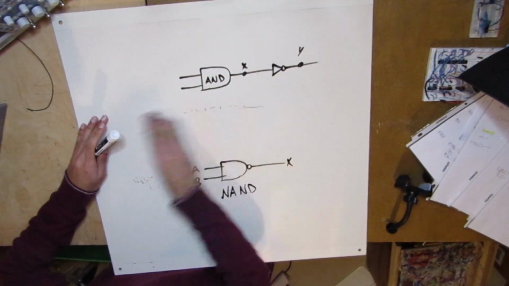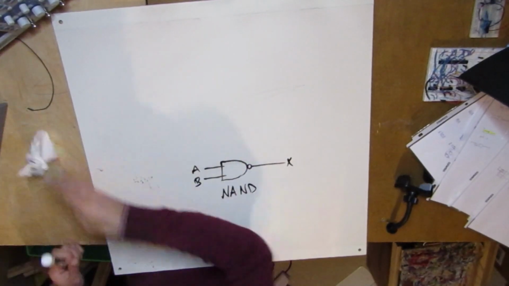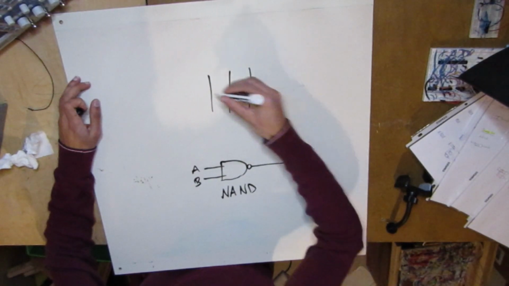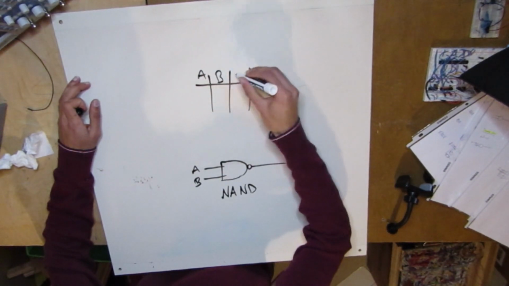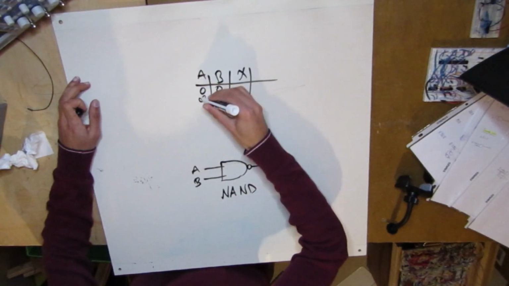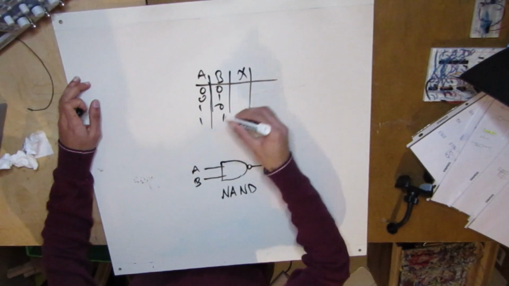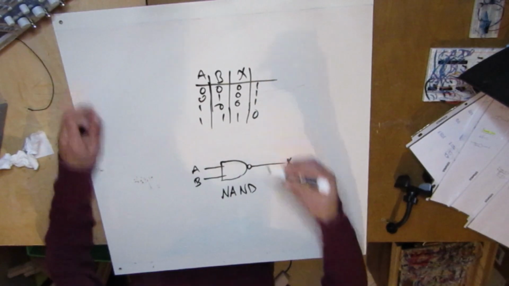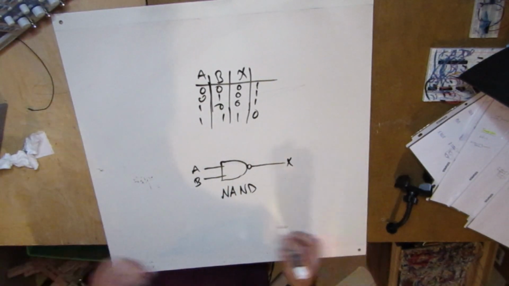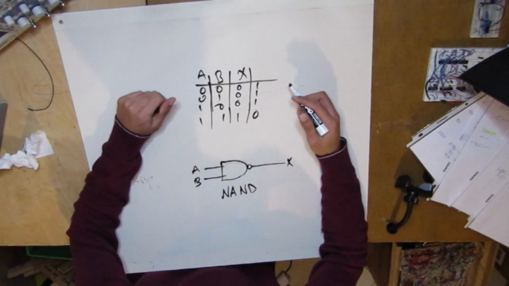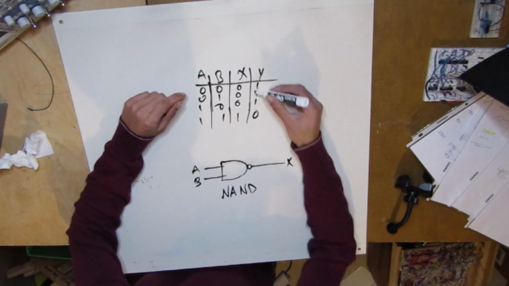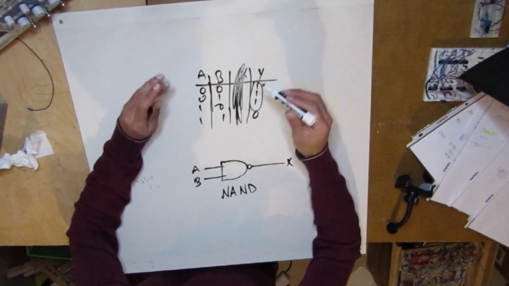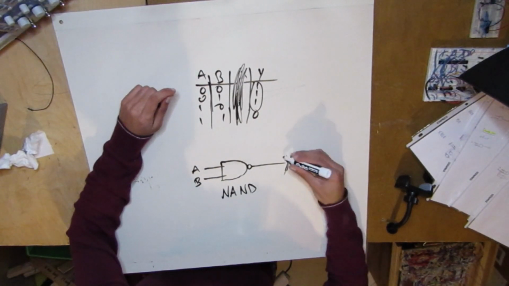Forget this truth table. Actually, let me just draw it quickly one more time. I shouldn't have erased it, but good practice. A and B: 0 0, 0 1, 1 0, 1 1. Then X is 0, 0, 0, 1, and Y is 1, 1, 1, 0. Let's forget the X, because X is the intermediate. Y is the true output.